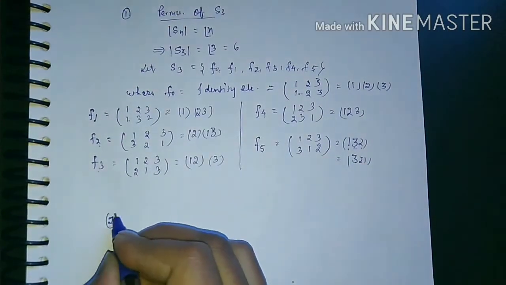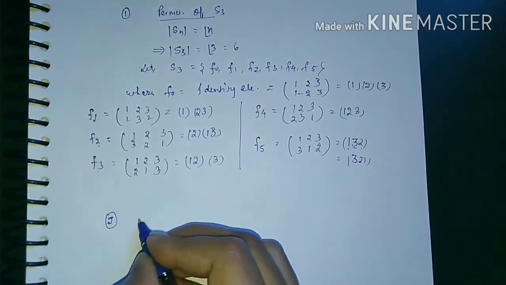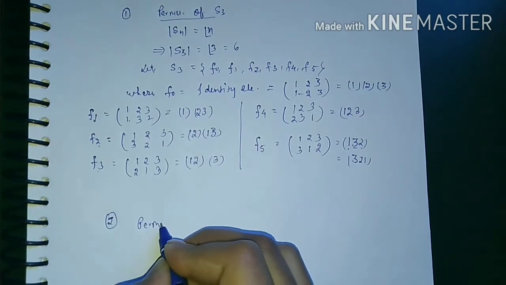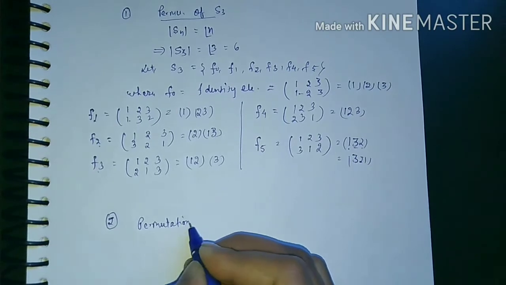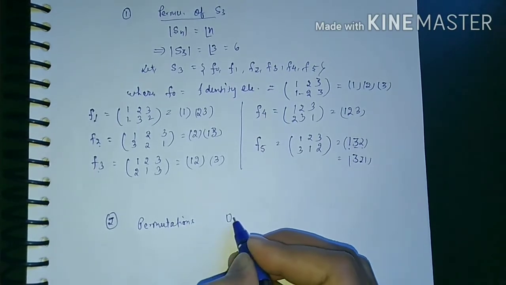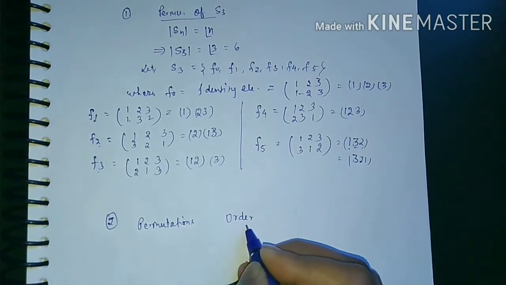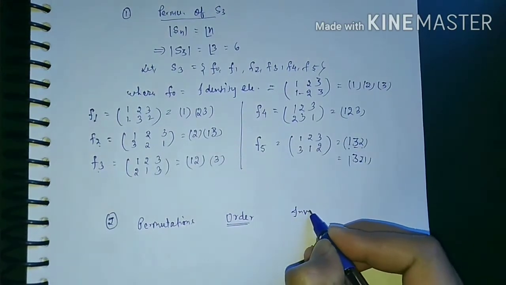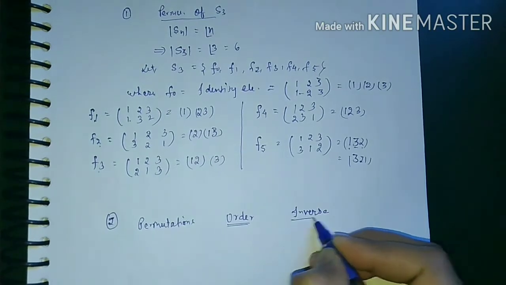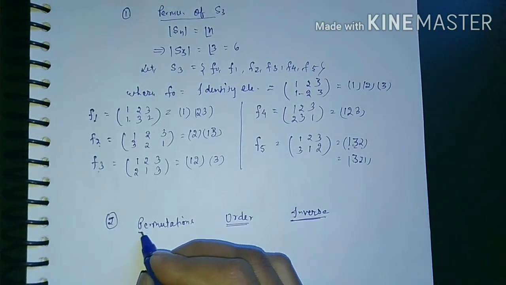For this we are going to make a table where in the first column we write the permutation, in the second column we write the order of the permutation, and in the third column we write the inverse of that permutation.